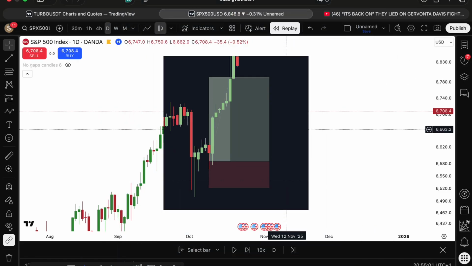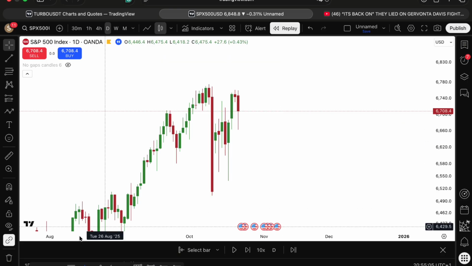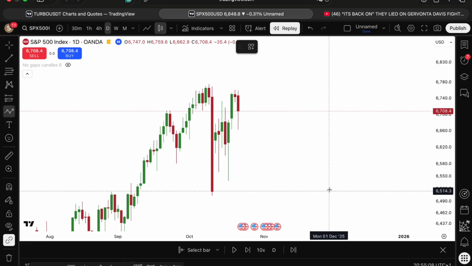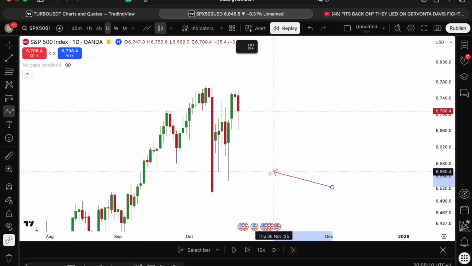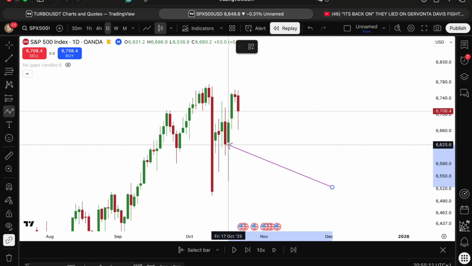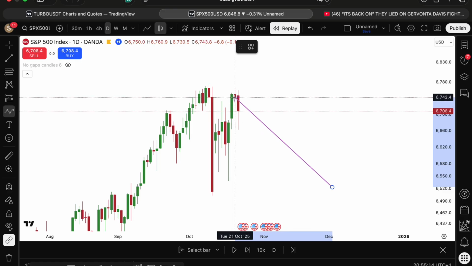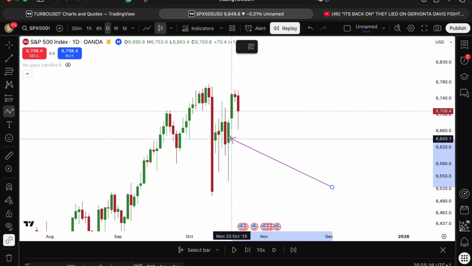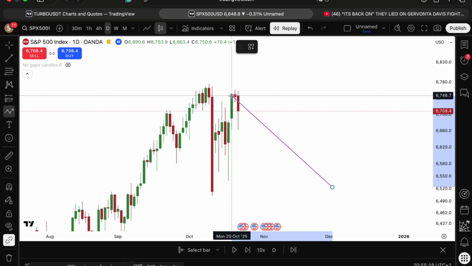In this video, I'm going to break down the 1 to 3 on S&P 500. So we always start off on the daily time frame. And on the daily time frame, we first want to identify our impulse. So these two candles right here are going to be our impulse.